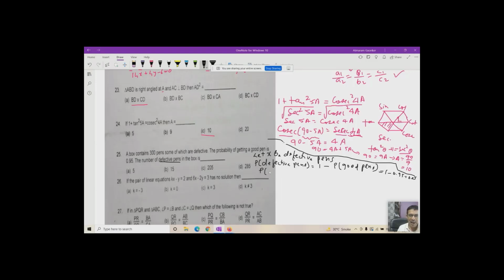So probability of defective pens is equal to, we have assumed x as defective pens, x divided by total number of pens, this is 300, and this we have calculated as 0.05. So cross multiply. After cross multiplication, x will be equal to 0.05 multiplied by 300, and this works out to be 15. So there are 15 defective pens.